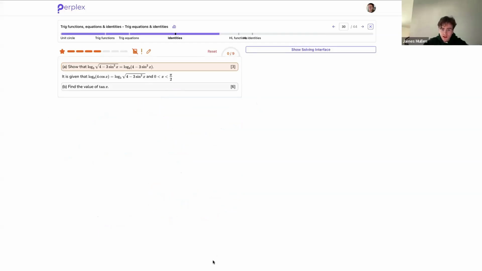All right, part A complete. Now part B. I'm trying to find the value of tan of x. Okay, so I'm told that log base 9 of 4 cos x is equal to log base 3 of this whole square root. But I know that the log base 3 of that square root is the log base 9 of this. So I can write log base 9 of 4 cos of x is equal to log base 9 of 4 minus 3 sin squared of x.